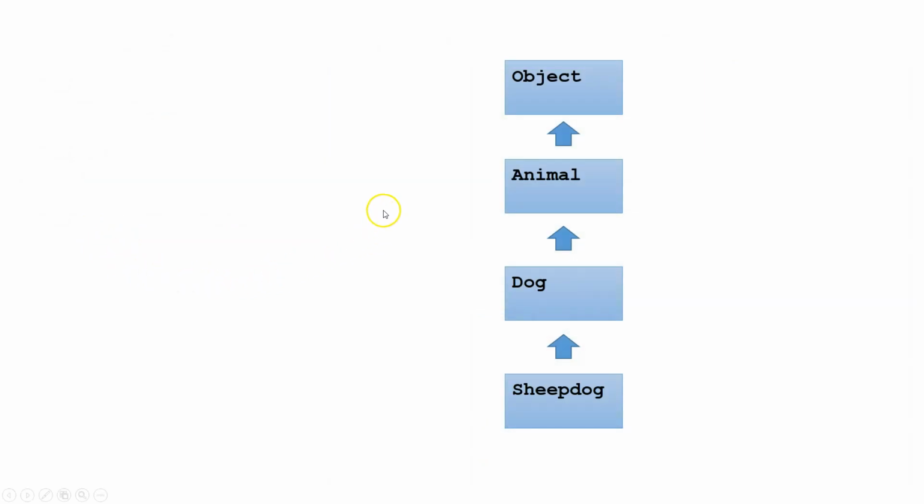Let's look at this relationship of classes. At the top we have the Java Object class. Next we have the Animal class, which is a subclass of Object. Animal is an Object. Next we have Dog, which is a subclass of Animal. Dog is an Animal. Finally, we have Sheepdog, which is a subclass of Dog. Sheepdog is a Dog.